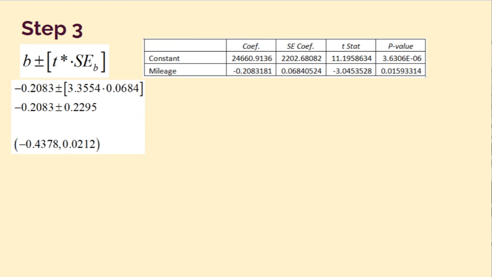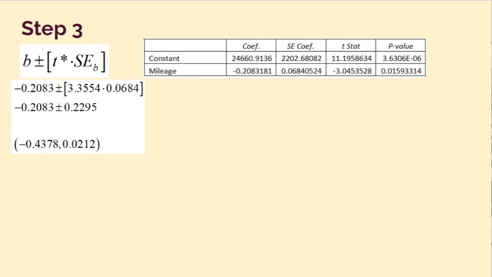And then finally, where did I get the standard error from? Well, again, you don't need that ugly formula. Right next to slope in that computer output is the standard error, 0.0684. Putting all that together, adding and subtracting that margin of error, we get an interval of negative 0.4378 to positive 0.0212.